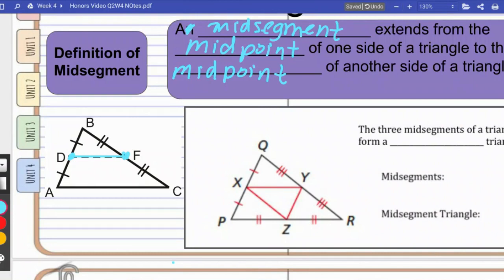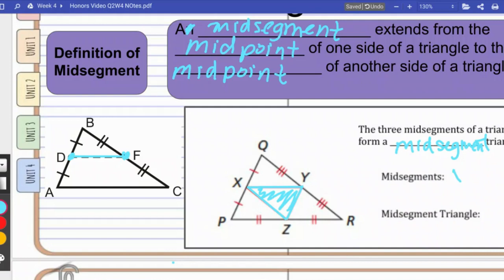Three mid-segments of a triangle form a mid-segment triangle. So in red here, this line segment connects two midpoints. This line segment connects two midpoints, and this line segment connects two midpoints. This triangle right here is called a mid-segment triangle.